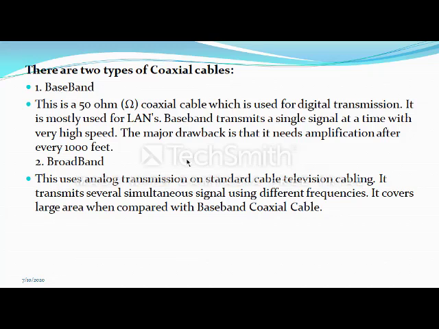The baseband is a 50 ohm coaxial cable. Normally it is used for LANs. It transmits a single signal at a time with very high speed. The drawback is that it needs amplification for every 1000 feet. That is the baseband.